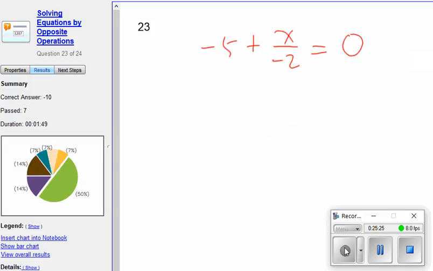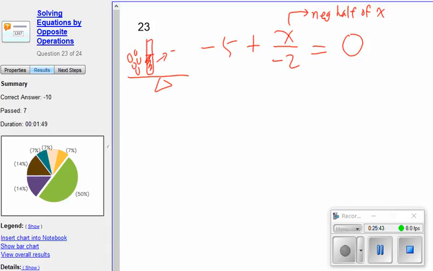Question 23, negative 5 plus a negative half of x. Remember, we're going to call this one a negative half of x. So if I was drawing it, it would be negative 5 plus a negative half of x, equals 0. So the first thing I could do is get rid of that negative 5 constant by adding 5 to both sides.